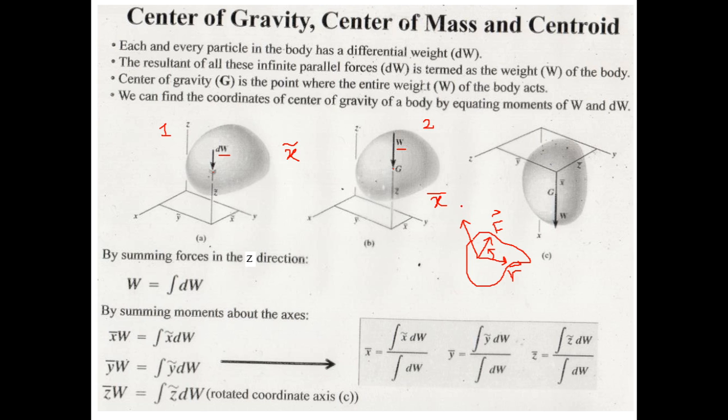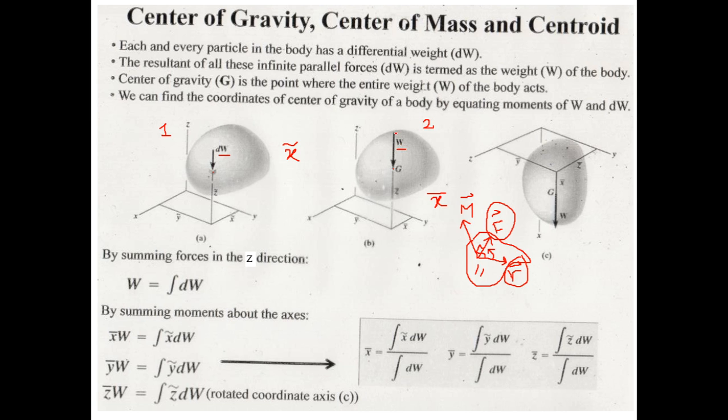So this moment vector will be perpendicular to this plane. Meaning this moment vector m will be perpendicular to the plane containing r and f, and this is the plane that contains r and f. So the moment vector will always be perpendicular to the plane that contains the force and its moment arm.